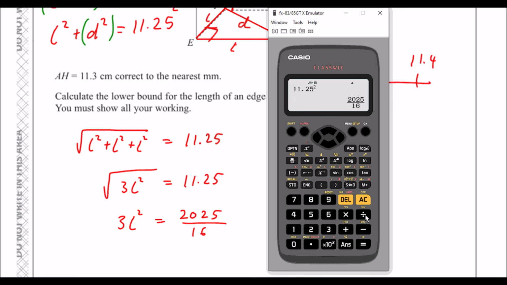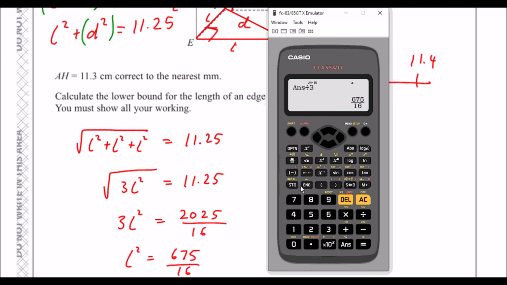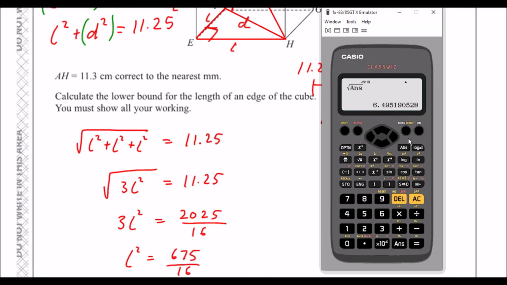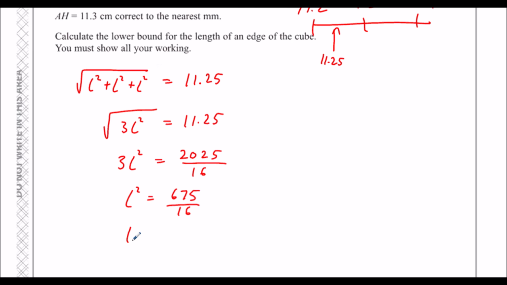So 3L squared is 2025 over 16. Divide both sides by 3. 675 over 16. And then square root both sides. Square root the answer. So I've got 15 root 3 over 4, or 6.5 centimeters to one decimal place.